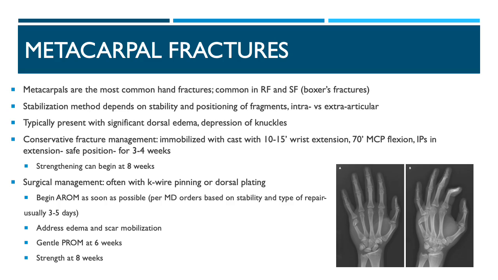So we will talk about some fractures though. Metacarpal fractures are the most common hand fractures. I'm sure even a couple of you guys have probably had them and had some experience with them. They're really common in the ring finger and small finger. So you'll see them called boxer's fractures. It tends to be when people punch something.